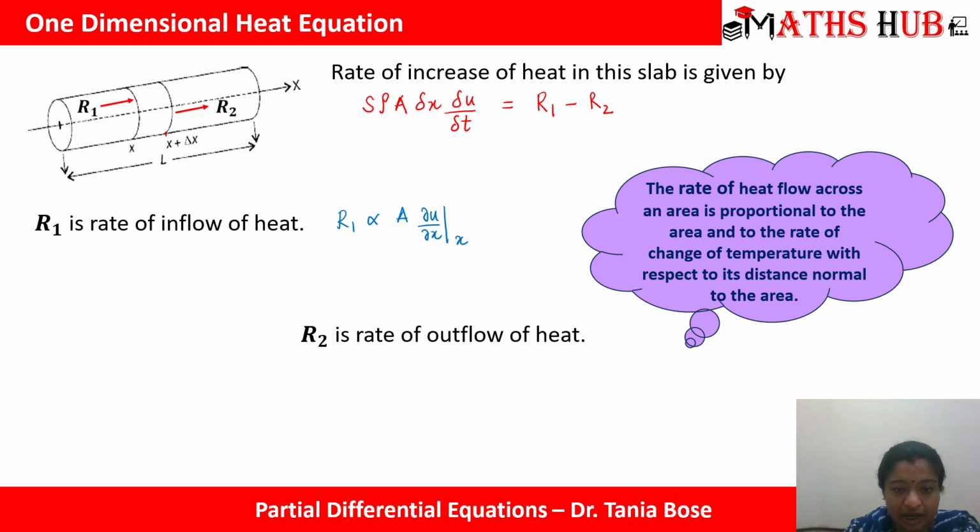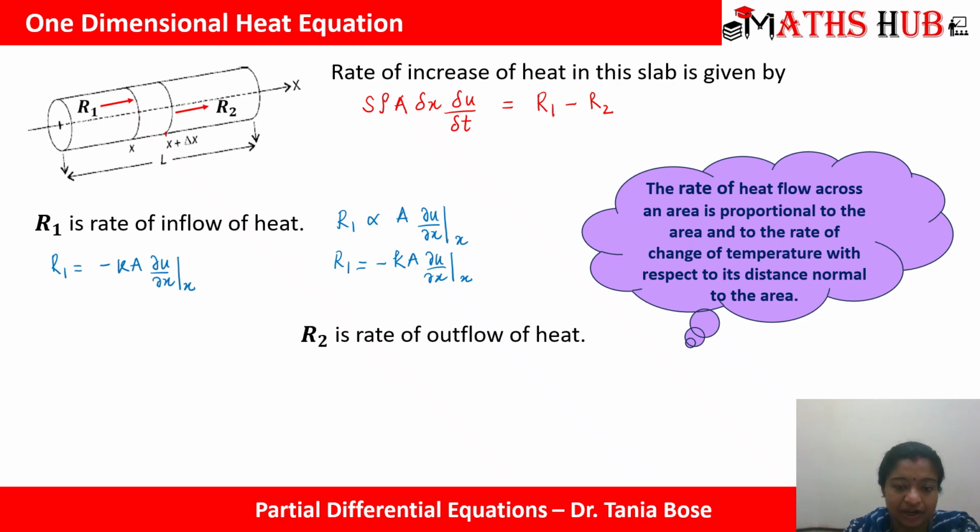So from here, when we remove this proportionality symbol, we get R1 is equal to minus K times A del U by del X, the rate of change of the temperature at the point X, right? So we get R1 as minus KA del U by del X at the point X.